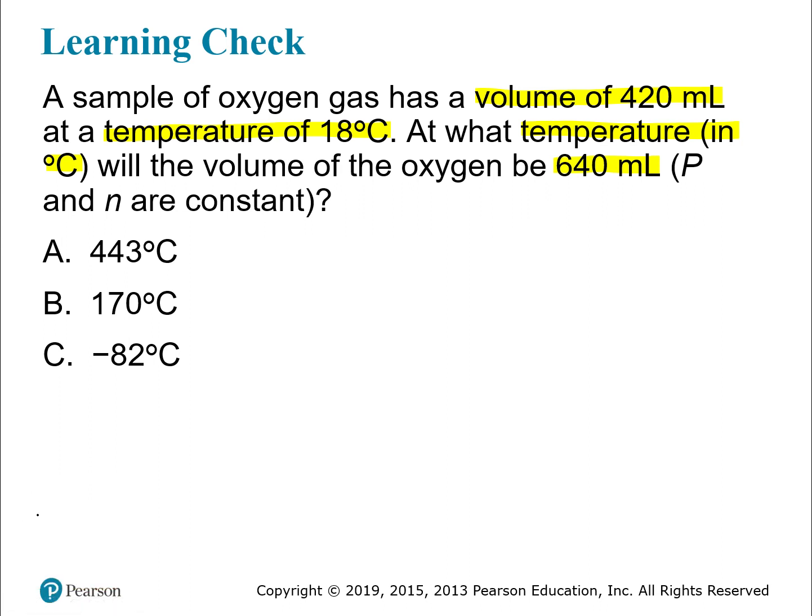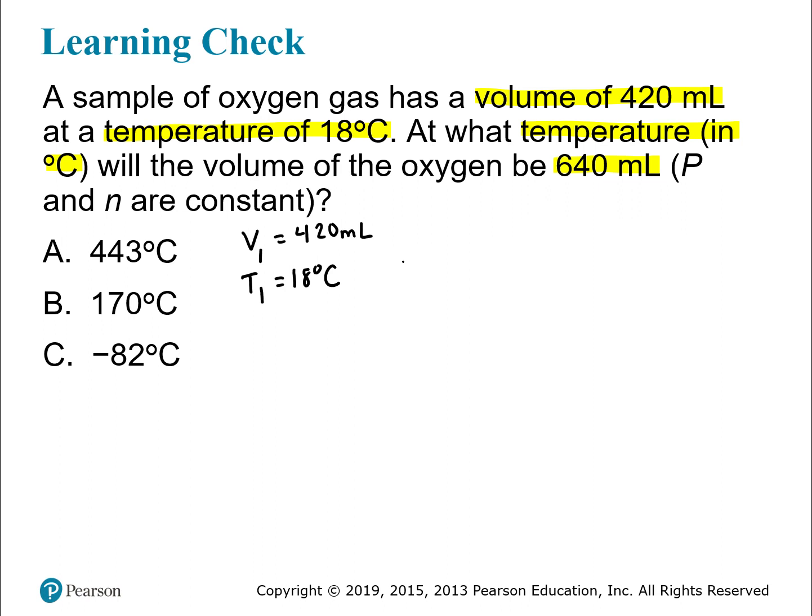You're not going to have the luxury of knowing what kind of question this is on the exam or on your homework. So you need to identify what pieces of information you have and match that up to a gas law. The initial conditions are always the ones with the subscript of 1. So if you have an initial volume, that's V1, and that's 420 milliliters. Temperature, T1, 18 degrees Celsius.